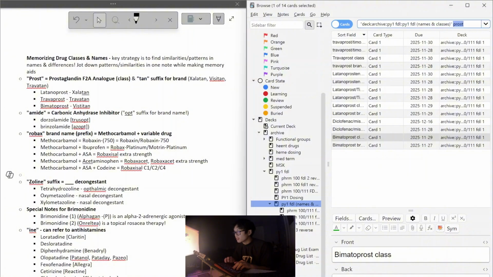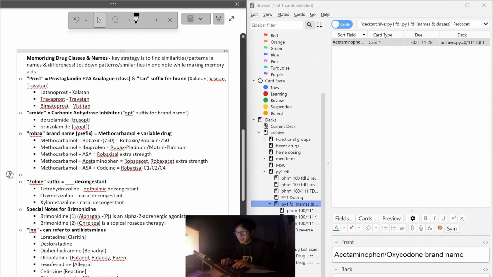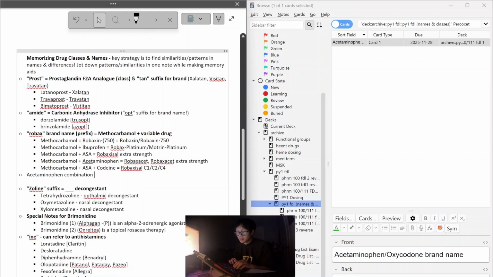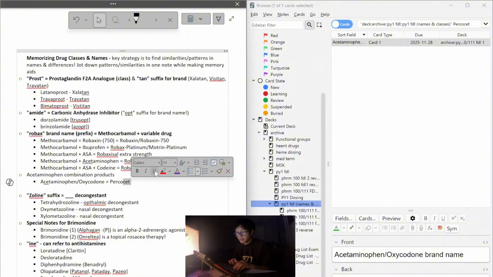Hold on, let's search here. I think Percocet. Yeah, so say for example, acetaminophen combination products. One example we know is acetaminophen plus oxycodone gets you Percocet. Same idea. The suffix "acet" at the very least is showing up, right?